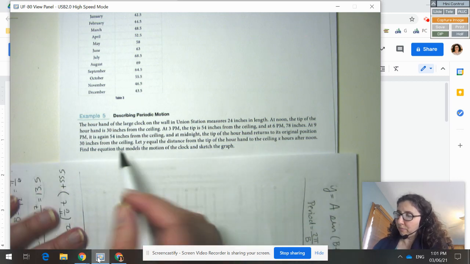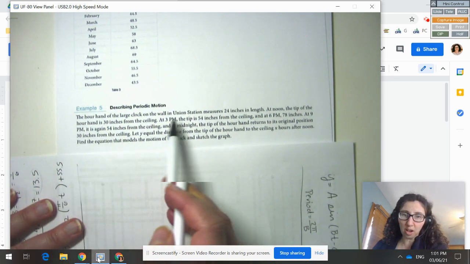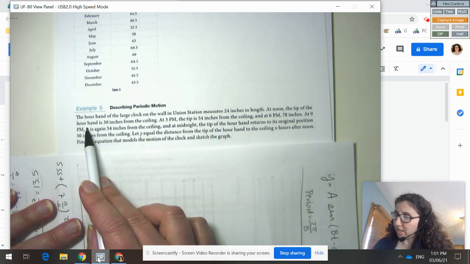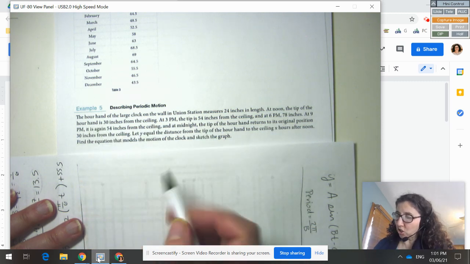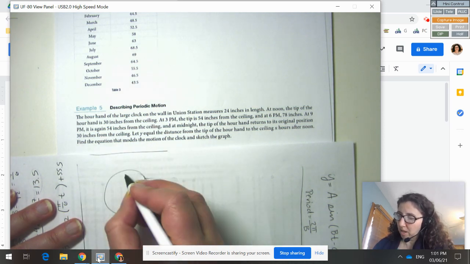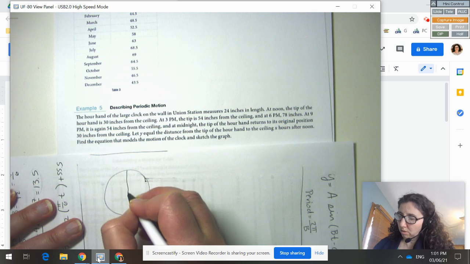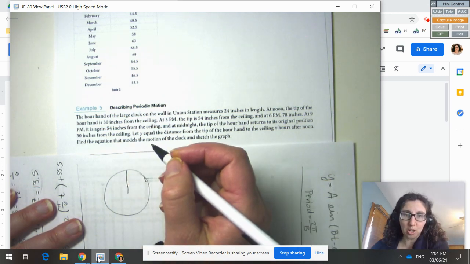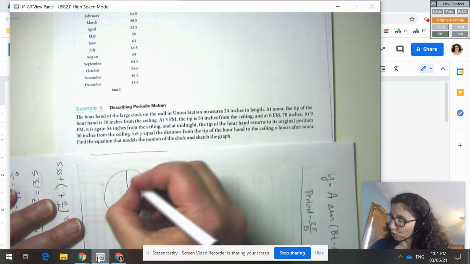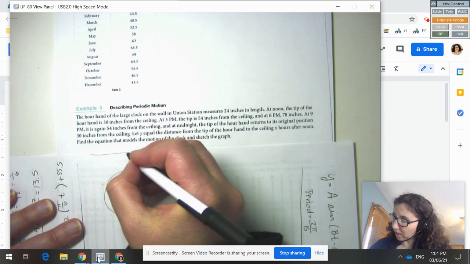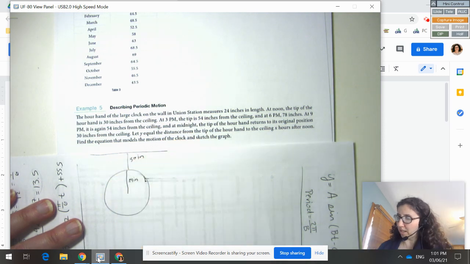All right, what about this? The hour hand of the large clock measures 24 inches in length. At noon, the tip of the hour hand is 30 inches from the ceiling. Okay, so we've got a clock here and we've got a ceiling up here. And at noon, this is obviously pointing straight up, right? At noon, this is 24 inches, and it's 30 inches from the ceiling.